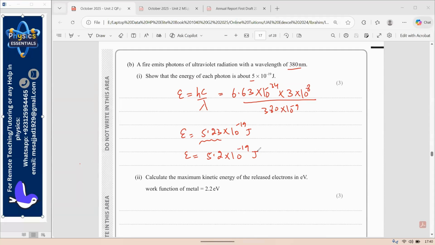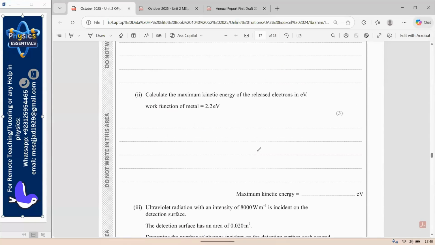Now calculate the maximum kinetic energy of the released electrons in eV. Okay, so the work function is given to you, and you should know that 1 eV is equal to 1.6 into 10 raised to the power minus 19 joule. All right. So the energy of the photon that you have already calculated is 5.2 into 10 raised to the power minus 19, right?